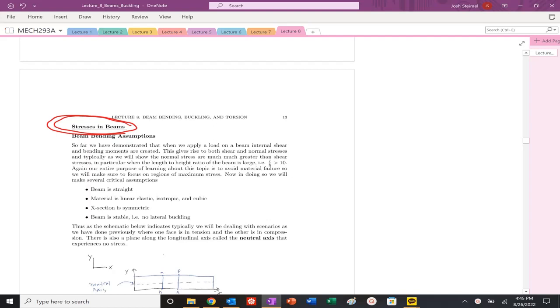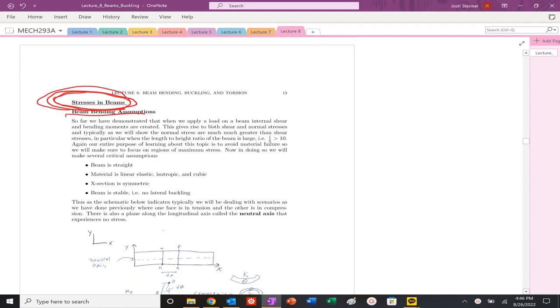All right, so now we are going to talk about a very important topic, which is stresses in beams. Once we start to deflect a beam, we're going to start to develop internal stresses in our beam. We're going to assume that the normal stresses are much, much larger than our shear stresses, and we're going to say that we're working with a beam when our length to height ratio is greater than 10. So we're also going to make some additional assumptions.